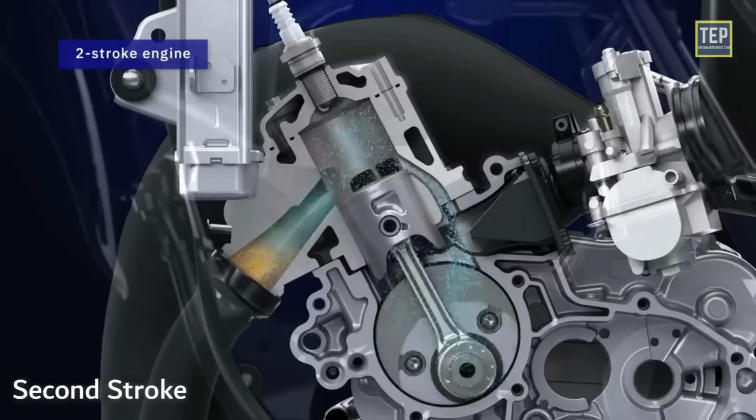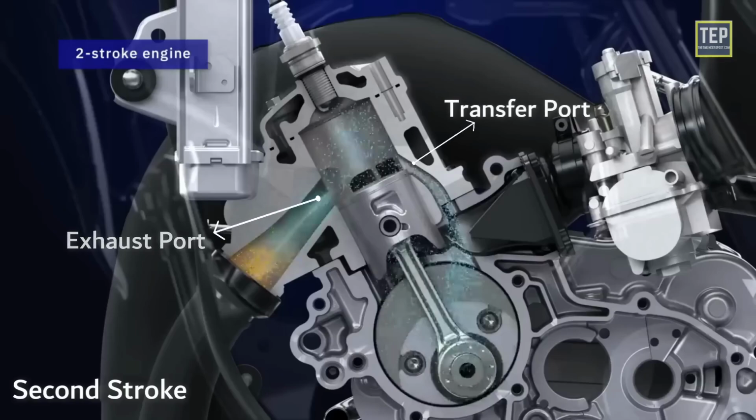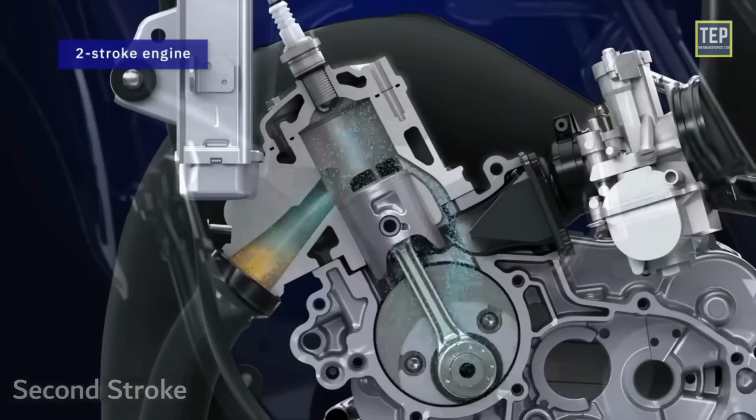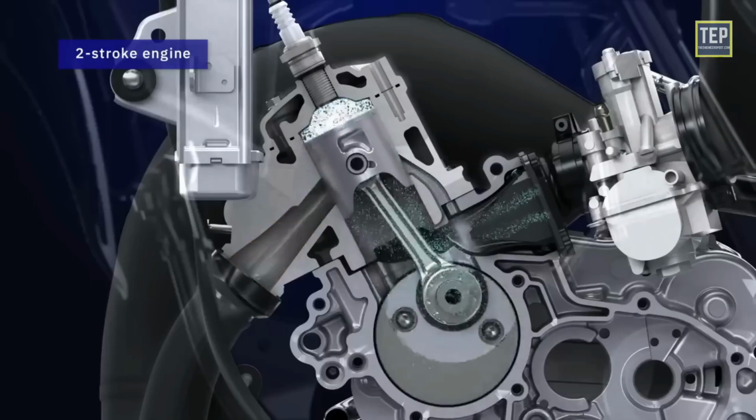Further downward movement of the piston uncovers the exhaust port and then the transfer port. The expanded gases start escaping through the exhaust port, and at the same time the fresh charge, which is already compressed in the crankcase, is forced into the cylinder through the transfer port. The charge strikes the deflector on the piston crown, rises to the top of the cylinder and pushes out most of the exhaust gases. And the cycle of events is then repeated.